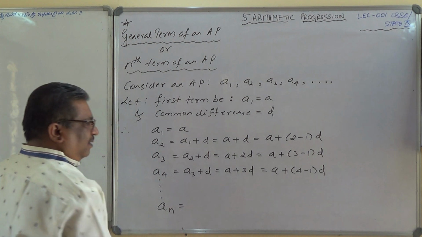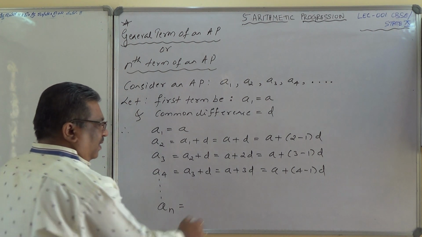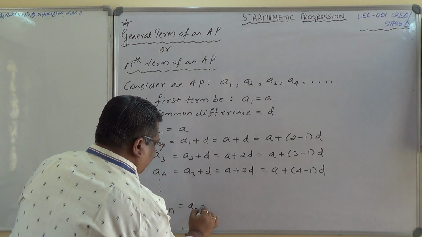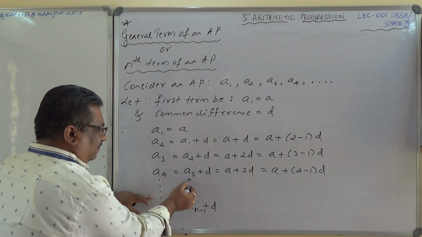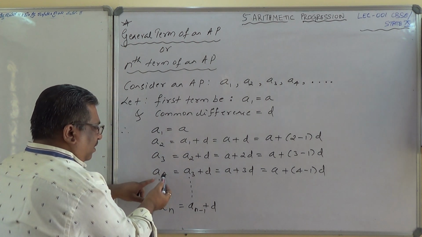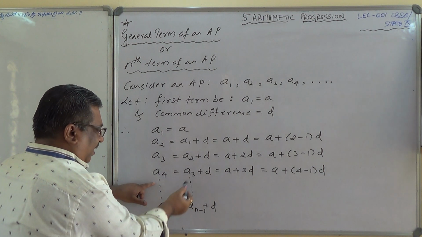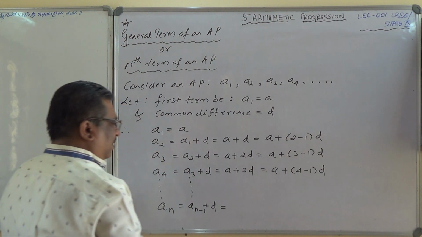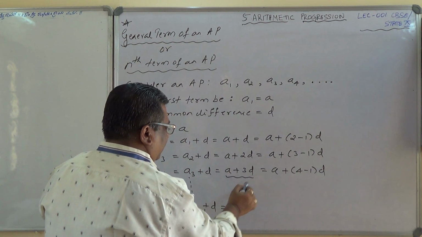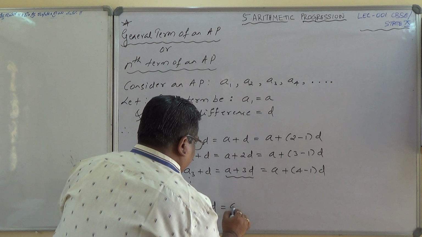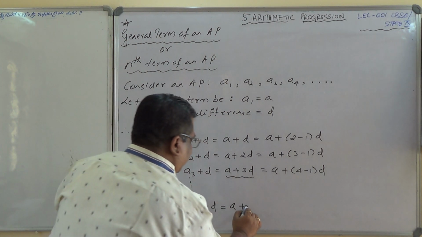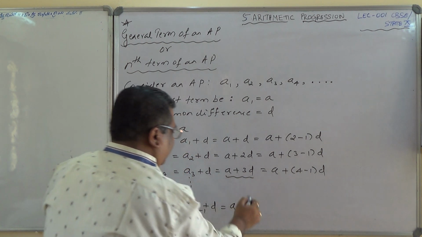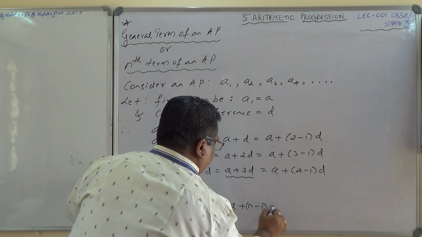An equals A(n minus 1) plus D. How did I write this one? 3 here, 4 minus 1, so n minus 1 plus D, which equals A plus, if it is 4 here, (n minus 1) into D. That's all.